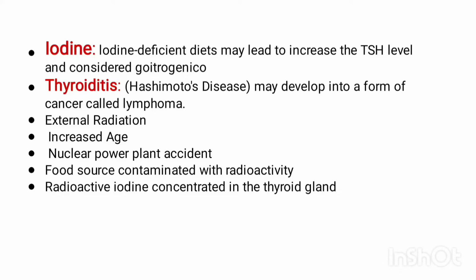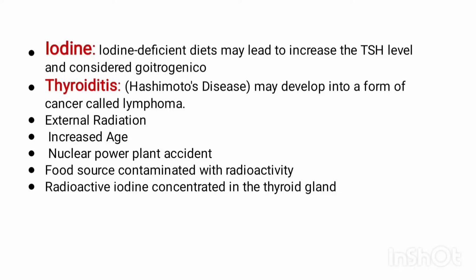If we talk about our diets, then dietary causes are iodine deficient diets, because they lead to increase the thyroid stimulating TSH level and they cause goiter. So if a person lives in an area where iodine deficient diets are in routine, then TSH level will be increased and they will be considered as goitrogenic. If we talk about thyroiditis or Hashimoto's disease, it can also develop into a form of a cancer that is called lymphoma.